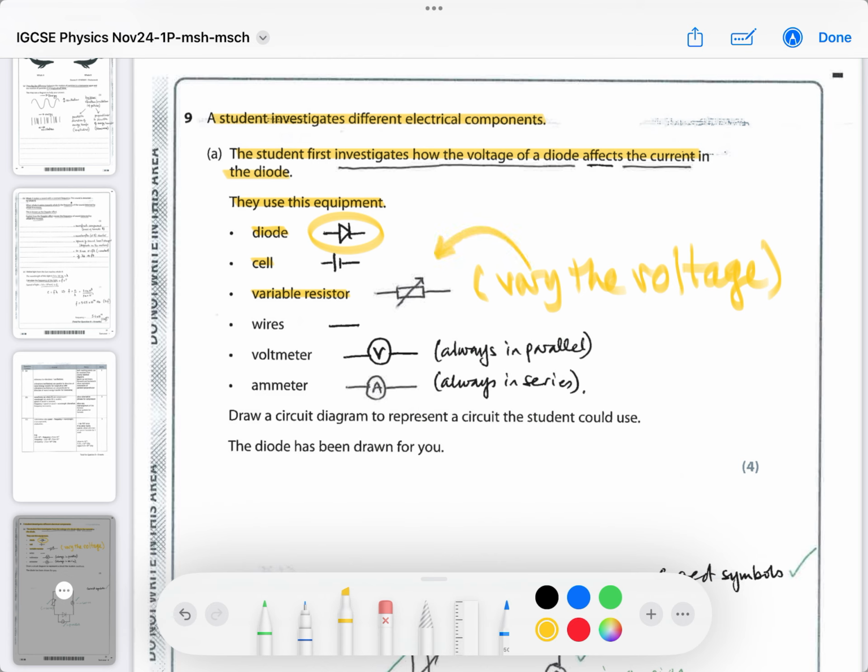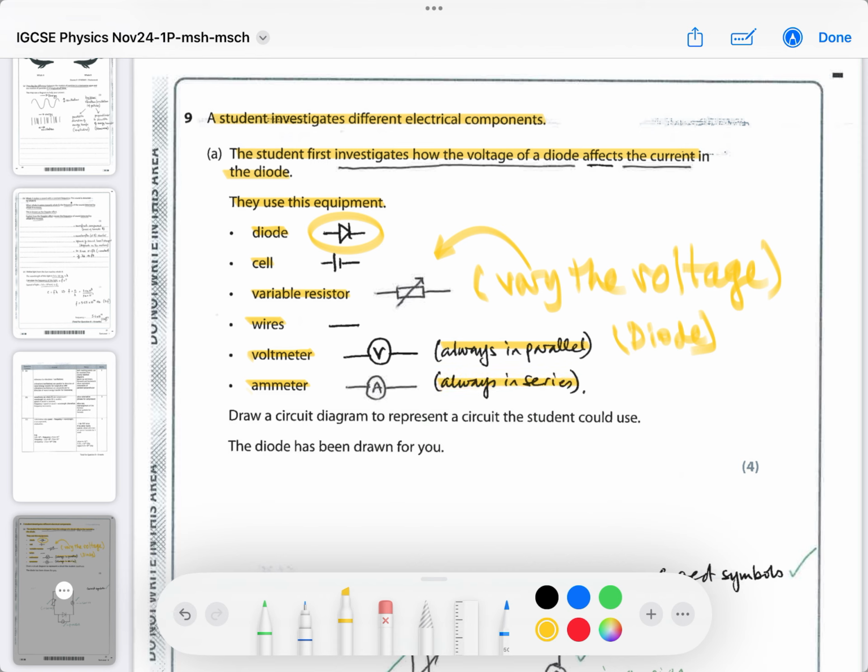Okay, so the arrow indicates that you can vary it. The arrow is the crucial thing on the resistor. A normal rectangle would be a resistor, and a resistor with an arrow in it is a variable resistor. Wires are just simply drawn as straight lines. Voltmeters, hopefully you know, are always in parallel, and they need to be in parallel in this case with the diode, because the diode is the component you're investigating. The ammeter measures the current through the diode, so the ammeter is always in series with the component.